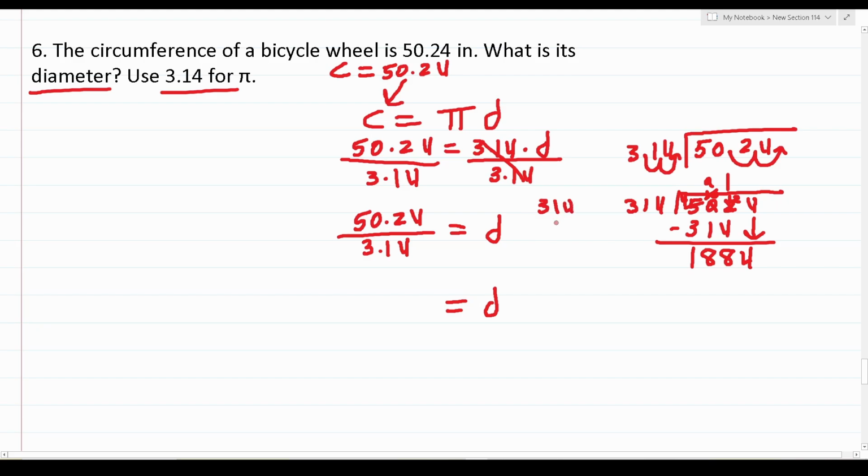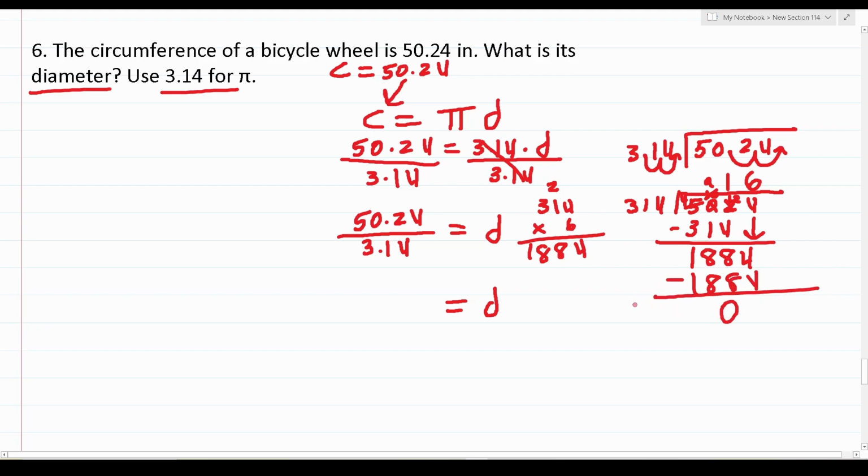We have 314. We're multiplying that by 6. 4 times 6 is 24, so drop down a 4, carry a 2. 1 times 6 is 6, plus 2 is 8. And 3 times 6 is 18. So 314 times 6 is 1884, and there's no remainder.